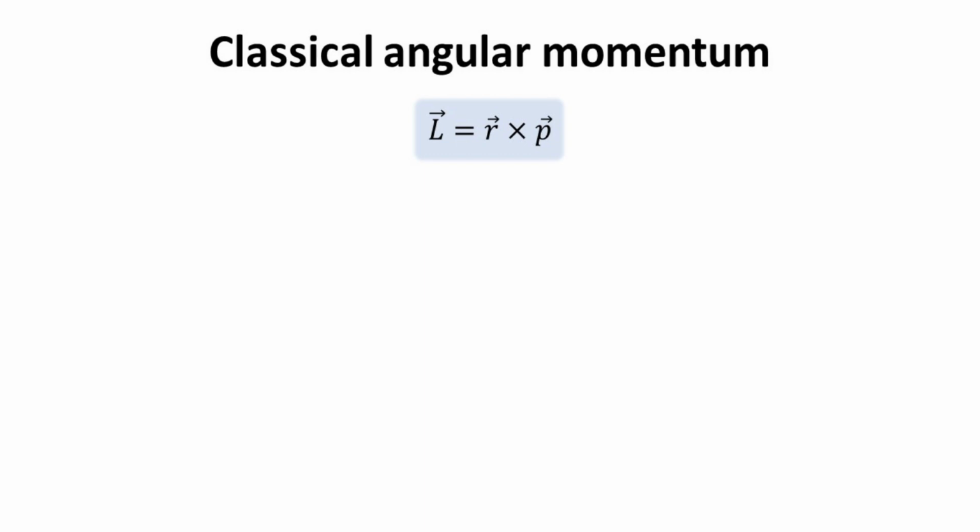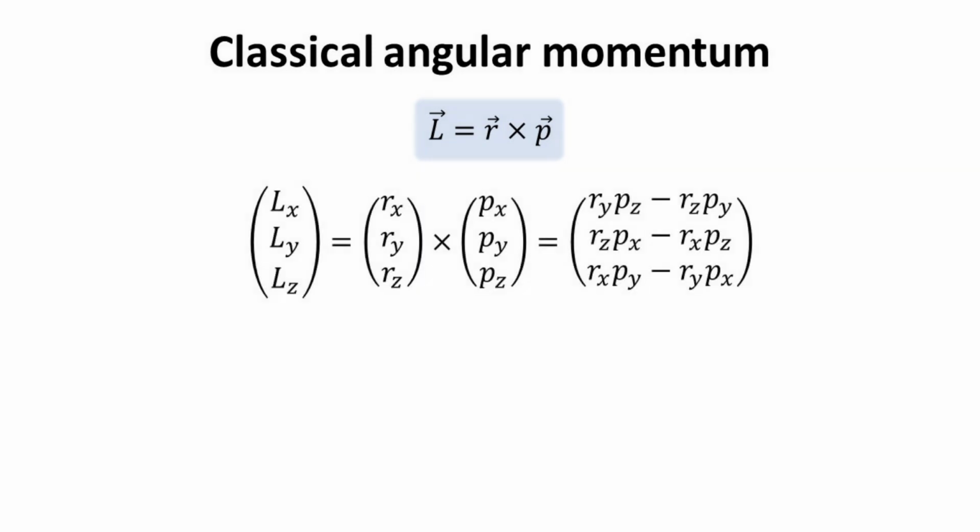Classically, the orbital angular momentum is given by the cross product of the position vector of the point particle and its linear momentum. The angular momentum components can be expressed explicitly as follows, in terms of the product of the spatial coordinates and the momentum components. The components in these expressions satisfy a cyclic symmetry. For example, Lx equals the product of Ry and Pz minus the product of Rz and Py.